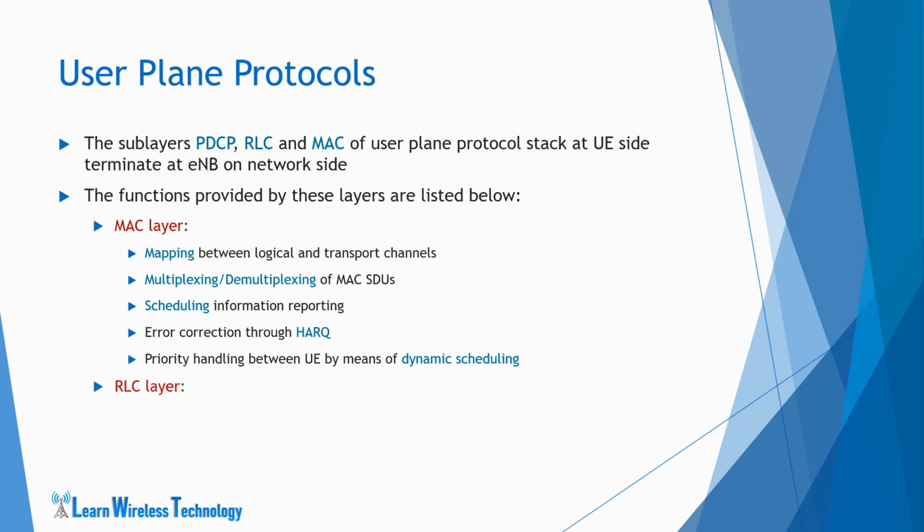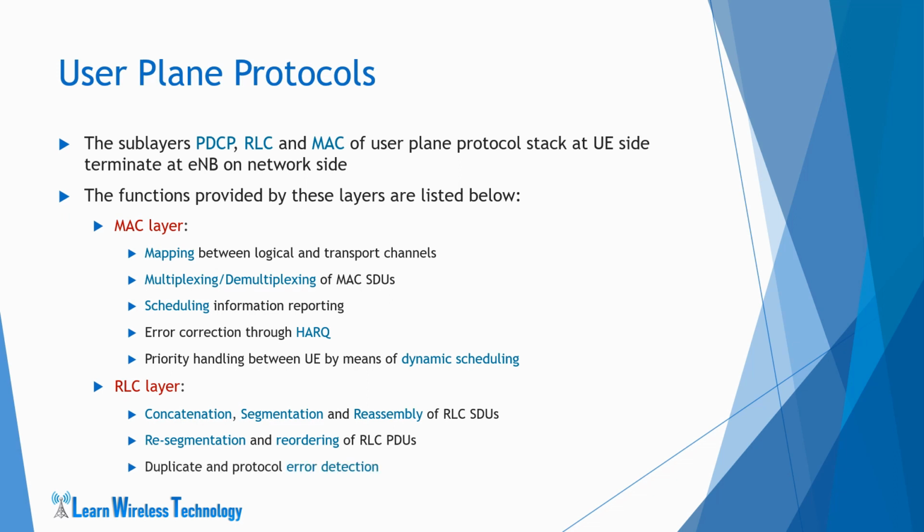Now let's look at the RLC layer functions. RLC layer performs concatenation, segmentation, and reassembly of RLC SDUs. The RLC PDUs are resegmented and reordered before transferring to MAC layer. RLC layer also detects any duplicate packets and if there's any protocol error in any of the packets.